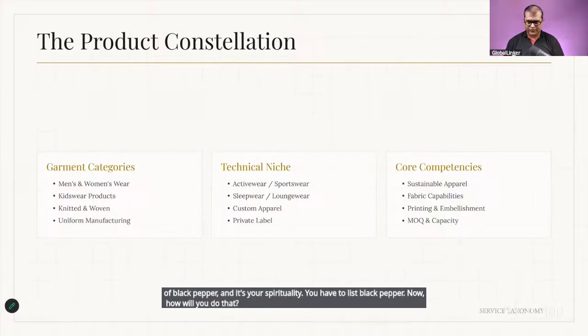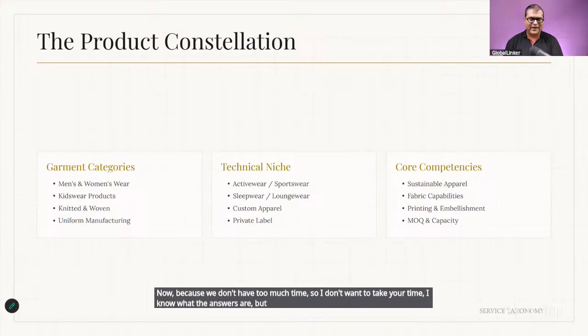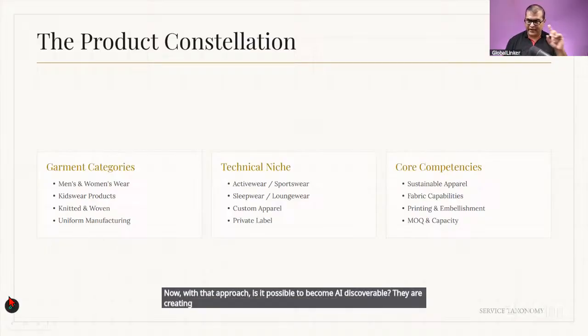Now, because we don't have too much time, I don't want to take your time. I know what the answers are, but I'm trying to answer them for you. So, generally, what people will do is that they will just create one page: black pepper. We deal in black pepper. That's it. Now, with that approach, is it possible to become AI discoverable? They are creating a product detail page. I'm not saying they are not creating a product detail page.